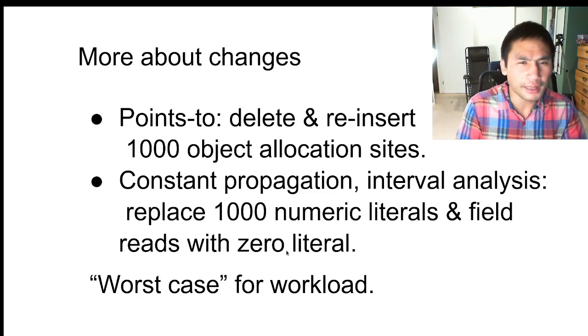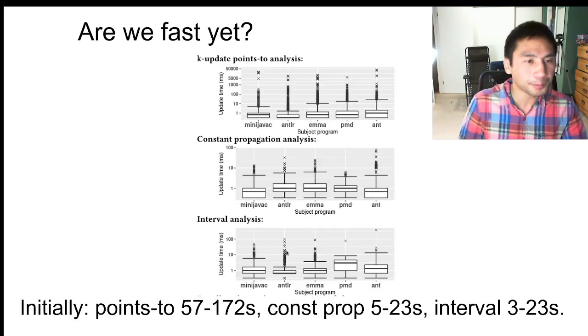Well, they deleted and reinserted 1,000 object allocation sites for points-to analysis. So they do the incremental thing 1,000 times. And for constant propagation and interval analyses, they replaced 1,000 numerical literals and field reads with the 0 literal. So it's like, you have 5, now you have 0. They say that this is the worst case for workload. Probably true. Yeah, probably fair enough.